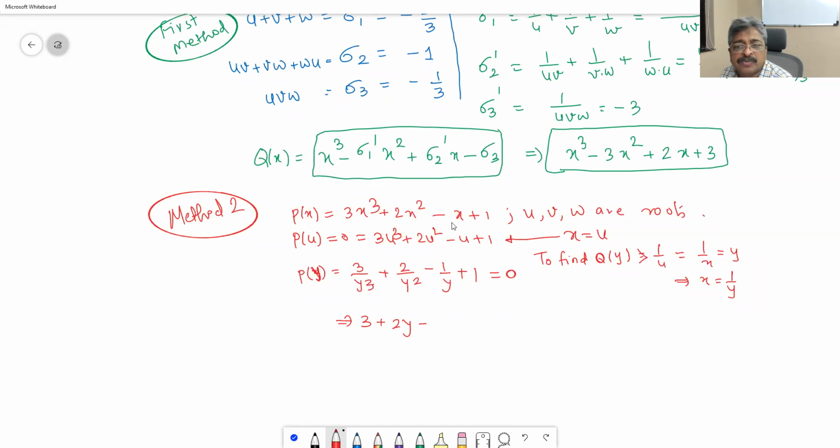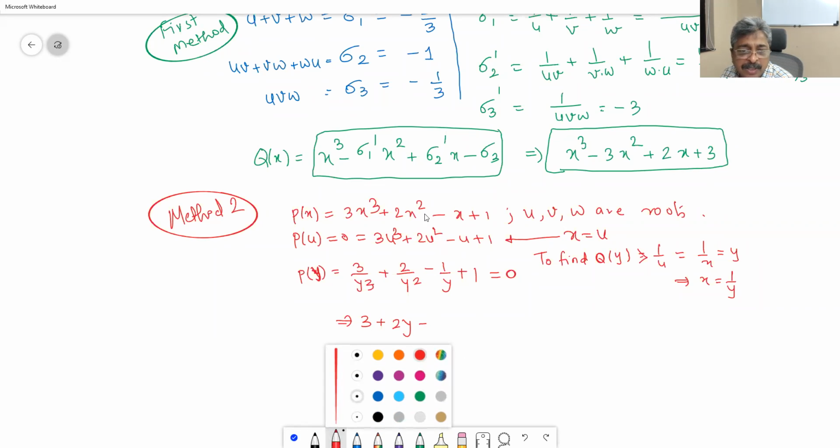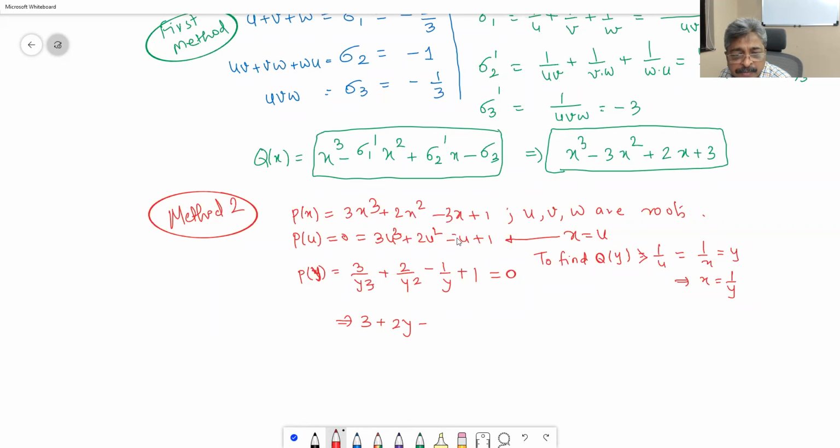Was this coefficient minus 1? Sir, minus 3, it should be minus 3. So multiplying throughout by y cube, I get 3 plus 2y minus 3y square plus y cube is equal to 0. And then this is my q of y.